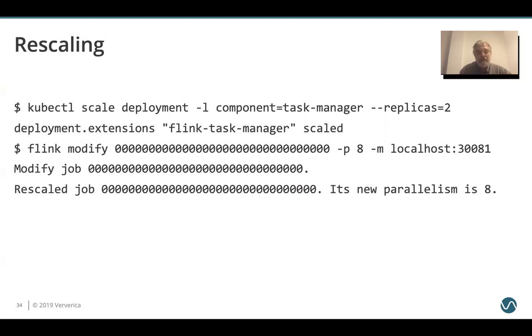So if you want to scale up your job, you have to do it in this 2-step approach of first making additional resources available and then telling Flink to run in a way that's going to consume those resources.